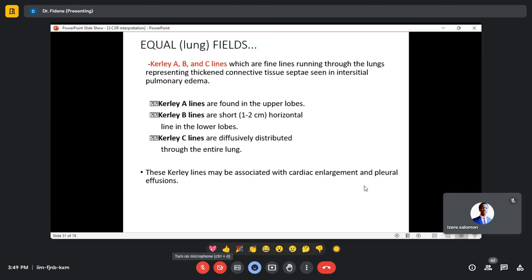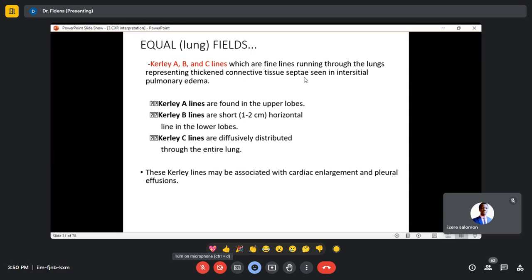So, still in the lung, you can see some different other, not alveolar, opacities like what you have seen. You can see what you call Kerley lines. We have 3 types of Kerley lines, even more. By the way, some are described as more than this. Kerley A, B, and C, but you can even have Kerley D. The Kerley lines are the fine lines running through the lungs, representing thickened connective tissue.